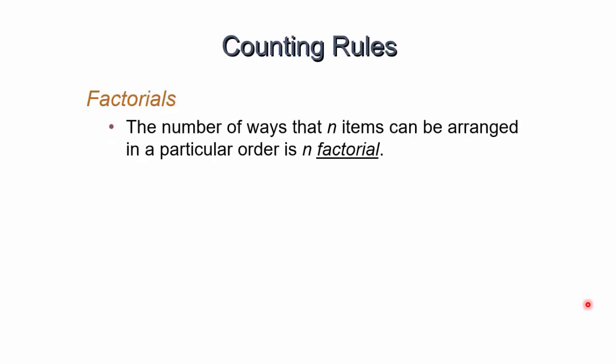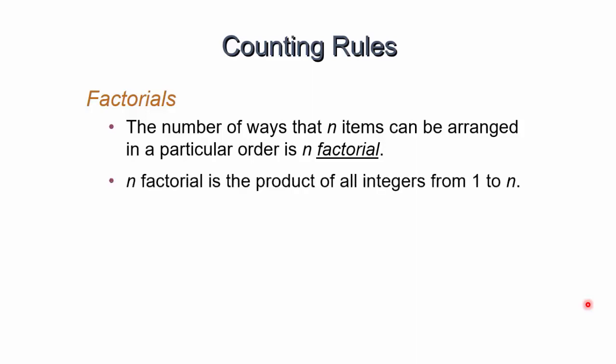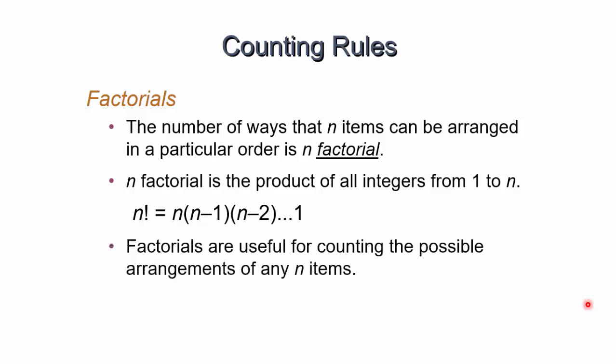So factorials are another way by which we understand how n items can be arranged in a particular order, and that's called n factorial. It's a product of all integers from 1 to n. So n factorial is n × (n−1) × (n−2) × ... until 1. Factorials are basically useful for counting the possible ways in which arrangements can be done.